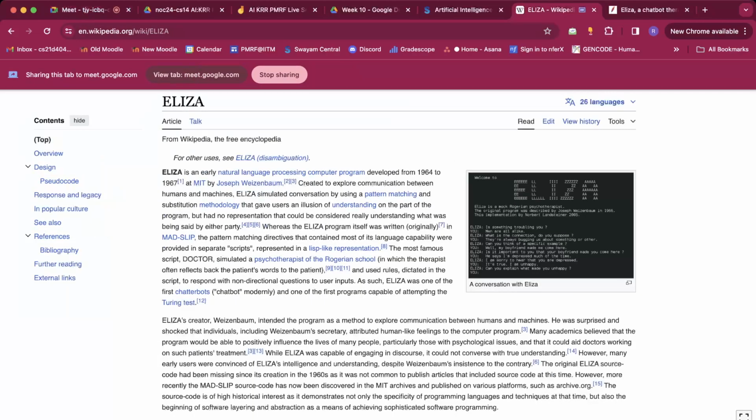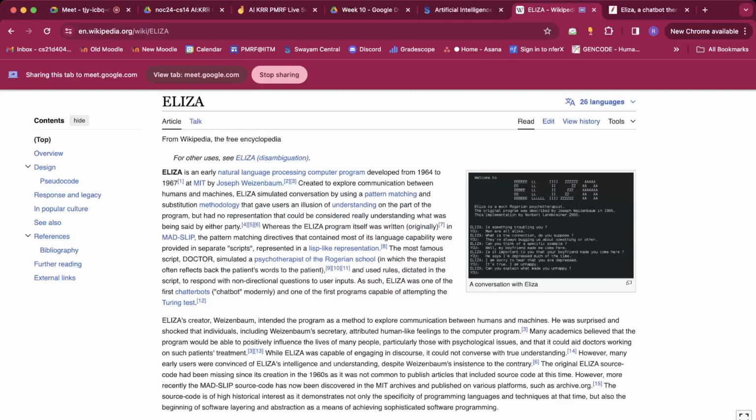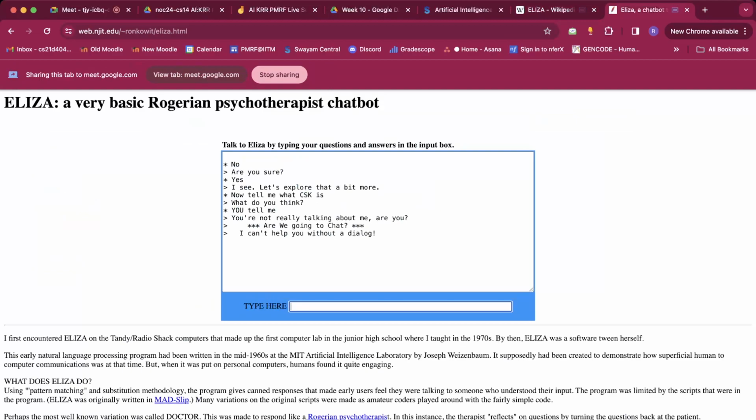ELISA is an early natural language processing program that was developed around the 1960s by a researcher at MIT called Joseph Weizenbaum. You can check out his profile as well. It's a very basic Rogerian psychotherapist chatbot. It gives you a particular text, you reply to that text, and then it replies again, and the conversation proceeds in that manner.